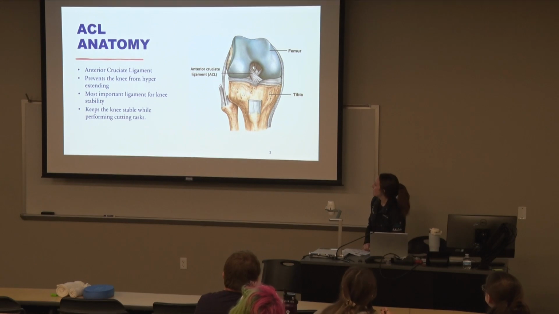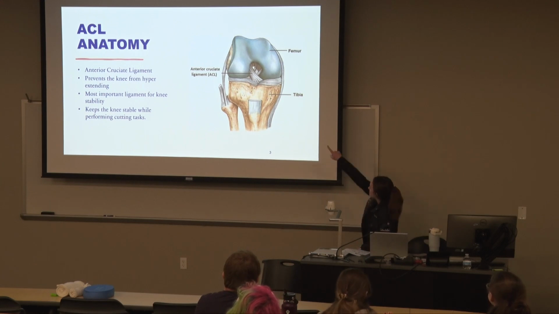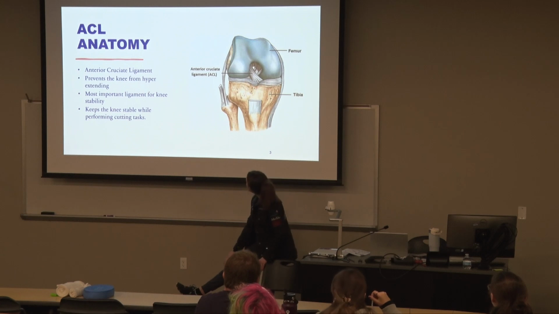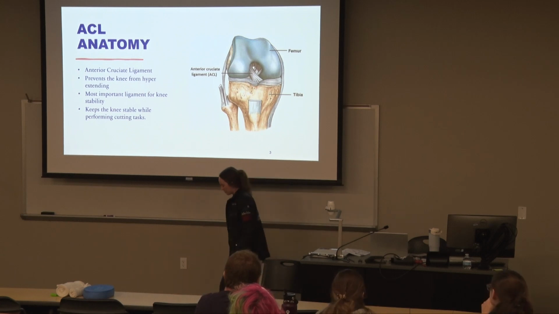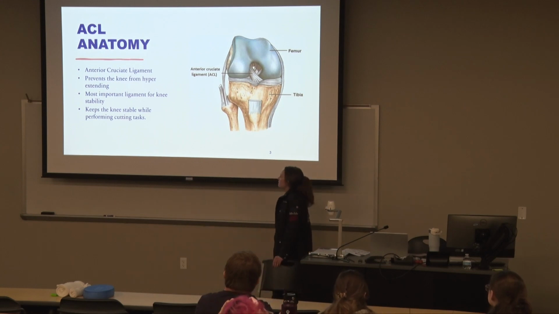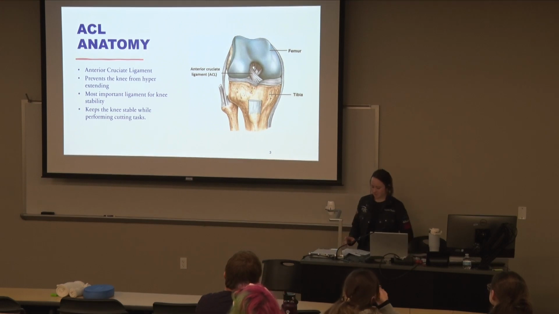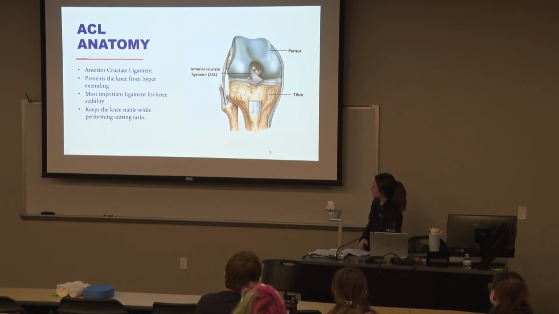So first off, we have the anatomy. Right where you can see right there, that's the anterior cruciate ligament. What it helps you do, it connects your kneecap to your femur. And when you plant and turn, you can tear it most of the time. It's the most important ligament in your knee. You have your ACL, MCL, PCL, and your LCL. And it helps keep the knee stable while you turn and cut.